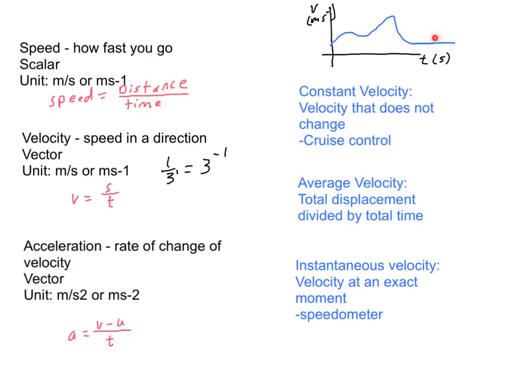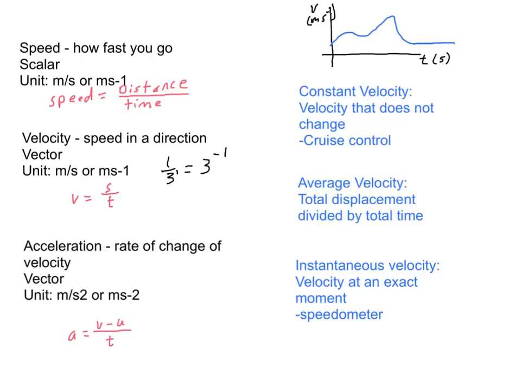If you look up here at this velocity time graph, you can see here during this portion of it, the velocity, because that's what's on my y-axis, the velocity is remaining constant. Average velocity is the total displacement, how far you went total, divided by total time.